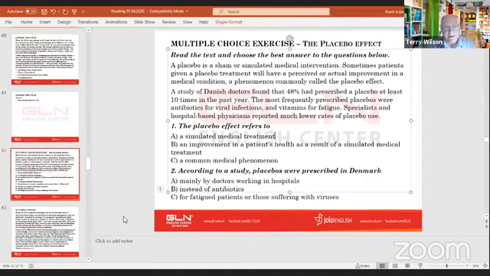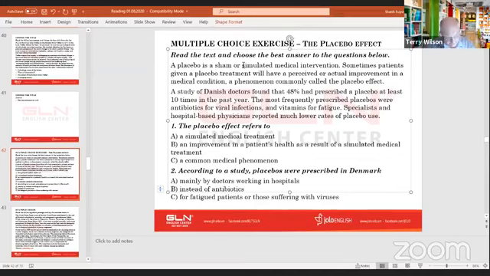And in this case, the correct answer for number 1 is B. So an improvement in a patient's health as a result of simulated medical treatment. And if we look at the text, it says a perceived or actual, it says A is a sham or simulated medical intervention.